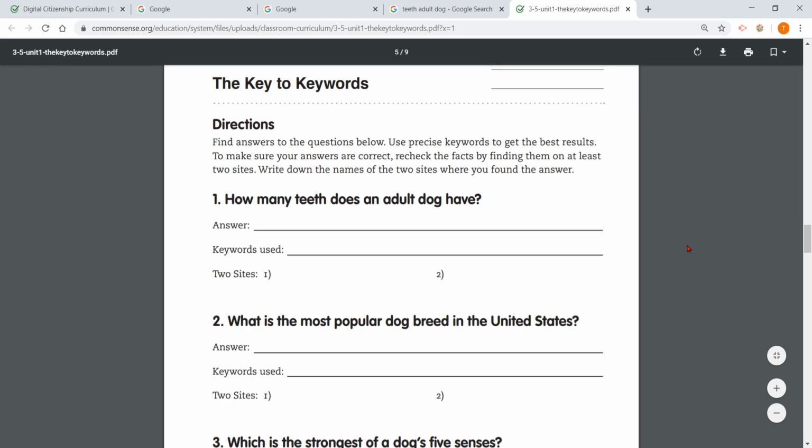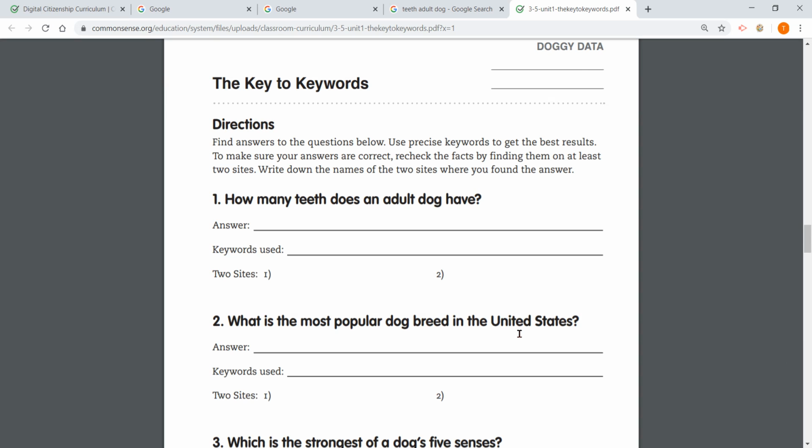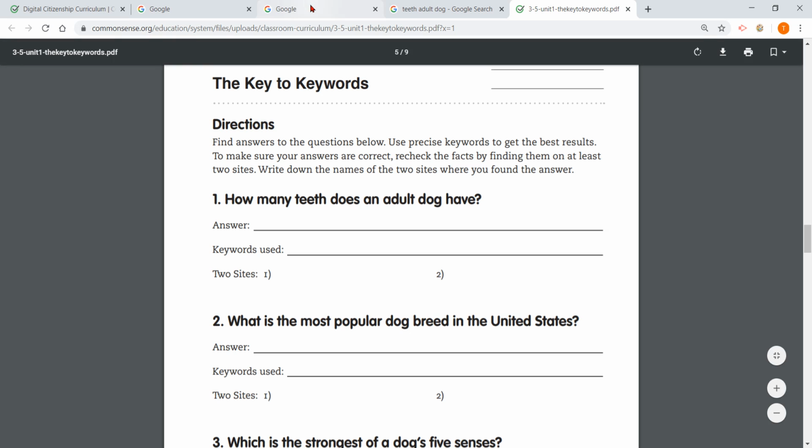What is the most popular dog breed in the United States? What would you type into Google to find that out? You could type in the whole question, but let's find the keywords. Then you won't have to type so much. So why don't we try popular dog breed, United States. Let's try that. So let's go into Google again.